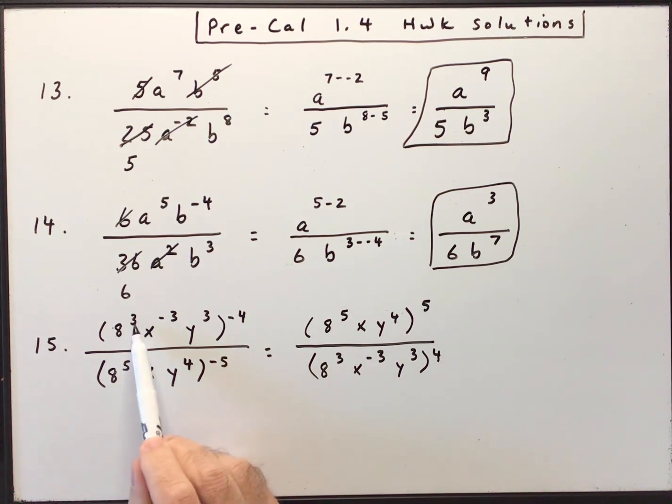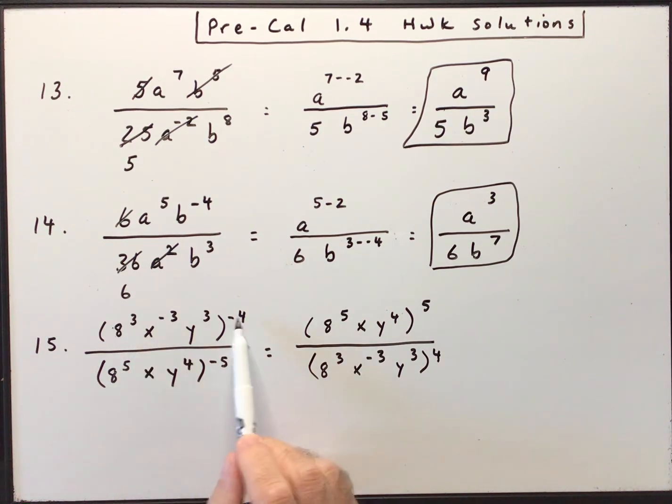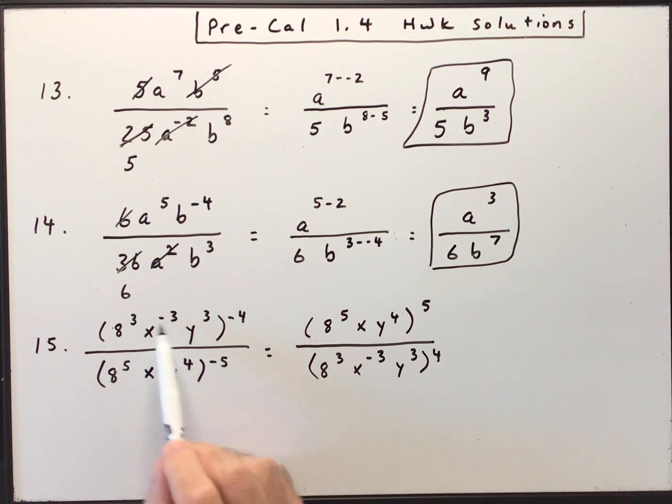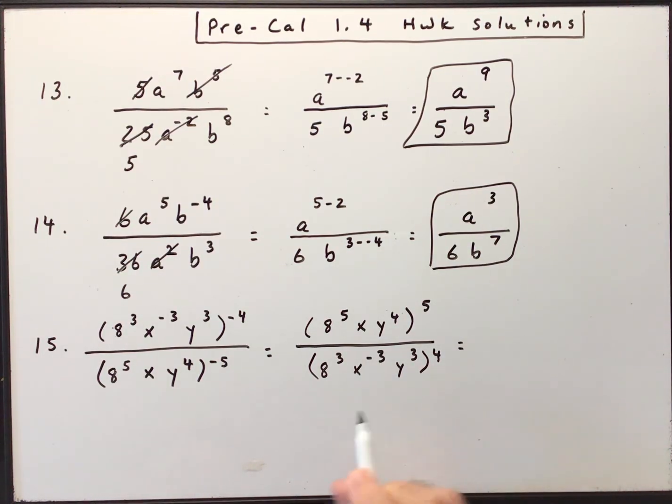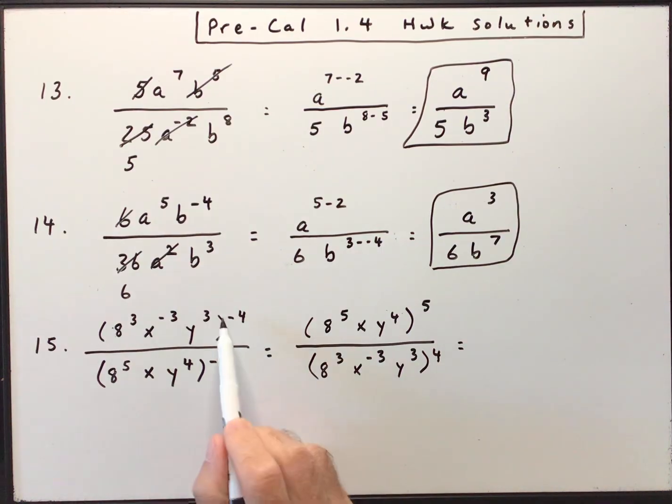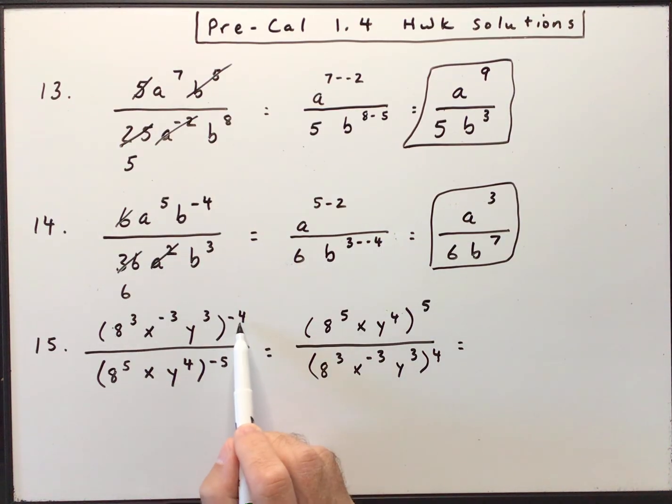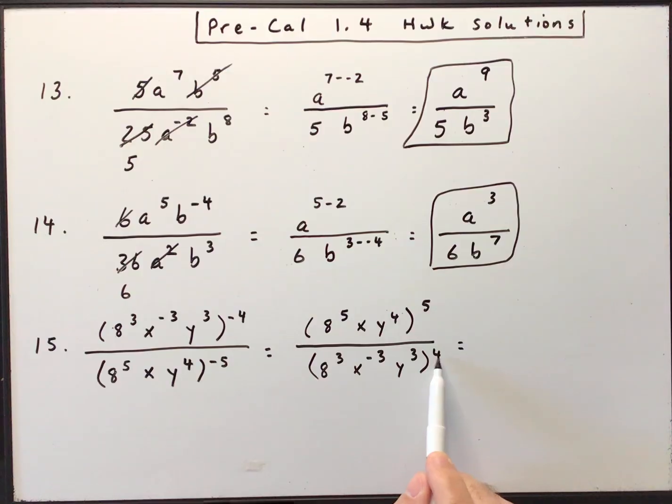Now, if you wanted to, you could say 3 times negative 4 would be negative 12, negative 3 times negative 4, positive 12. You could go ahead and expand and do that. But I have found that students make fewer mistakes if we do it this way. When you move an entire quantity raised to a power, you change that outside power sign, but the inside powers have to stay the same.